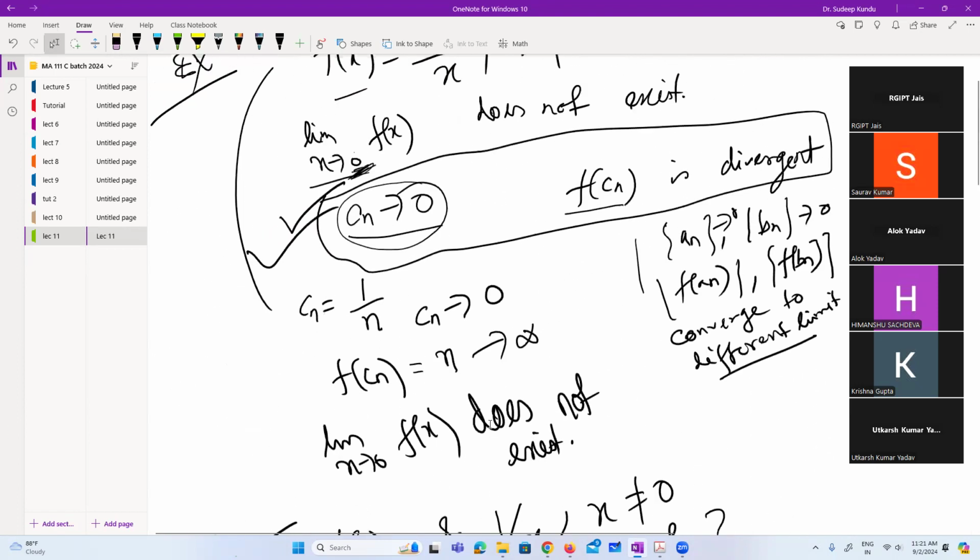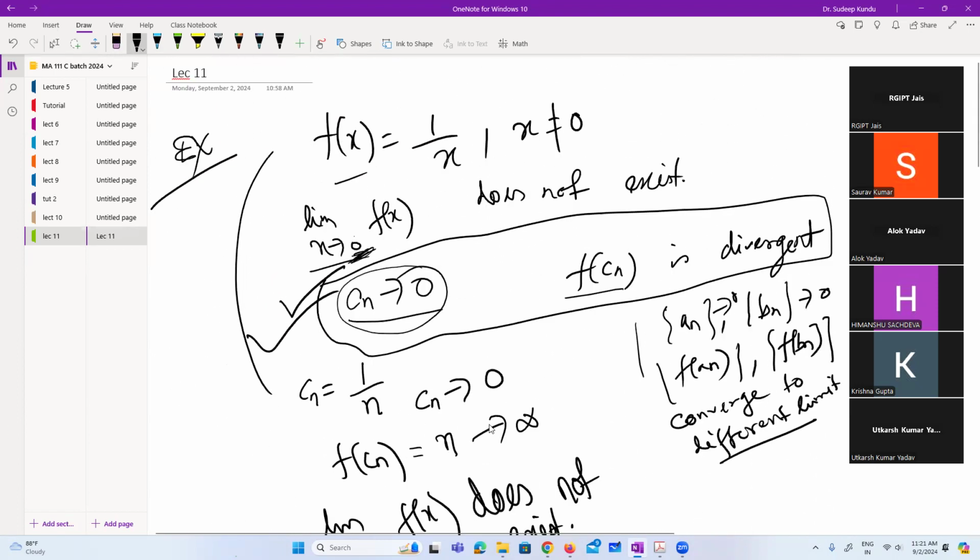Sir, in the sin 1 by x question. Yeah. Then see here, I told you that the sequential criteria is useful when you want to show that the limit does not exist. That means either here you have to choose carefully what is your Cn, and if you take some Bn of similar type, then they will converge to the same limit.